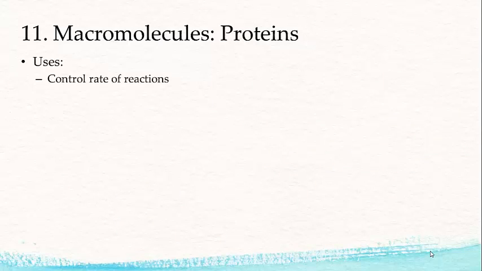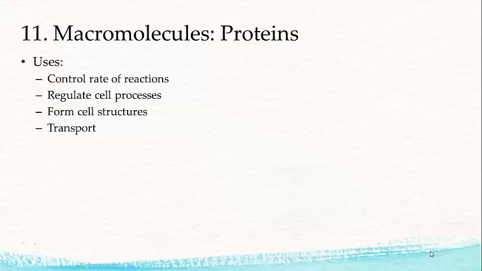Proteins. Proteins are used for all kinds of stuff within the cell. They control rate of reactions, they can regulate cell processes, they can form cell structures, they're also involved in transporting things into and out of the cell. Proteins are just used for all kinds of stuff within the cell.